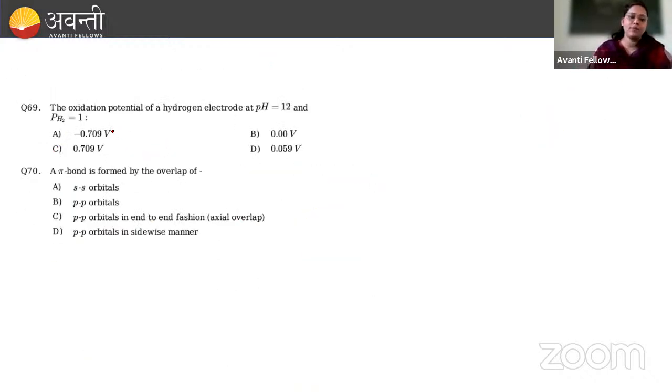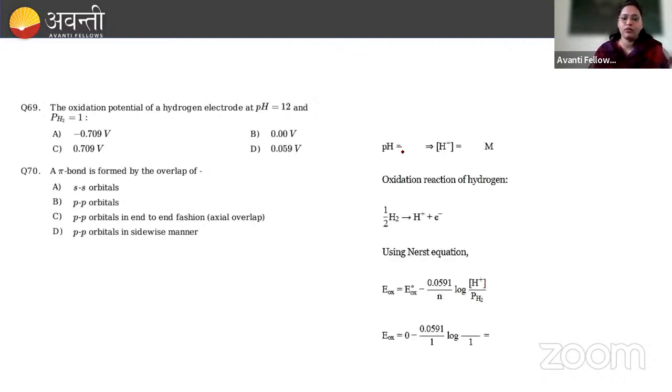The oxidation potential of hydrogen electrode at pH 12 and pH 2, pressure is given, it is 1. So we need to calculate here what? Oxidation potential. So what will be the oxidation potential for this given molecule? Okay, so here you can see pH is given 12. H plus ion will be how much then? 10 raised to minus 12. Okay, if pH is 12 then our H plus ion concentration will be 10⁻12.